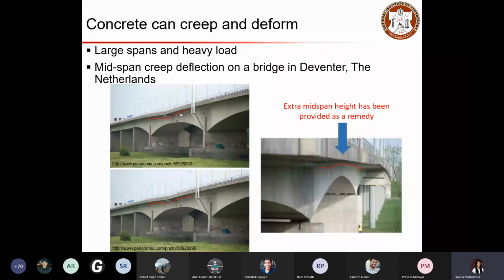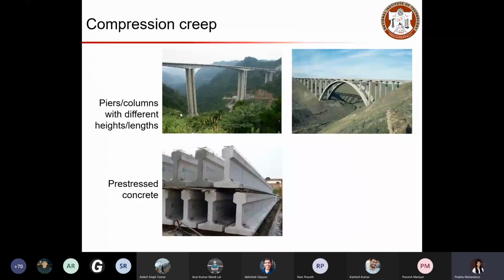And another form of creep that you can expect is compression creep, when you have axial load acting on the member for a longer duration. That will act as a sustained load in the axial loading case. This type of creep can be experienced when you have pier columns with different heights and lengths. This bridge indicates, here you can see the height of the column is higher. As you go away from this point, the height is reduced. The problem with this type of structure is that such different heights may lead to differential settlement when it is deforming.